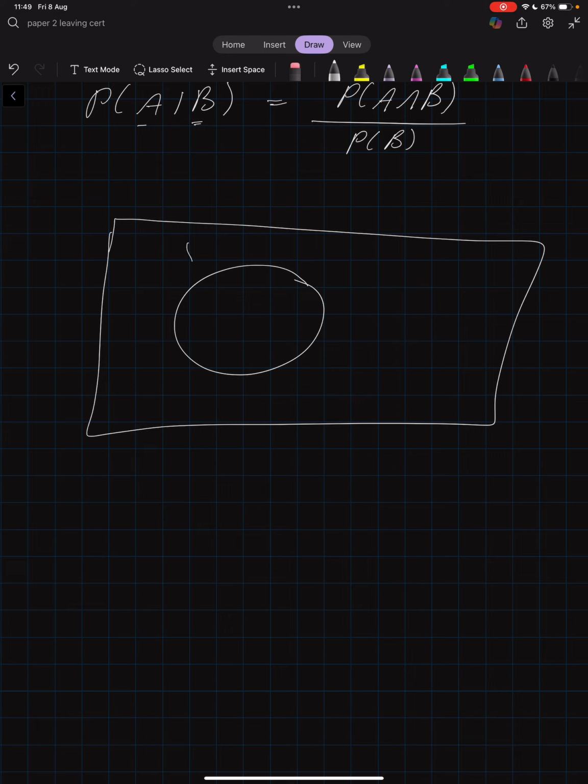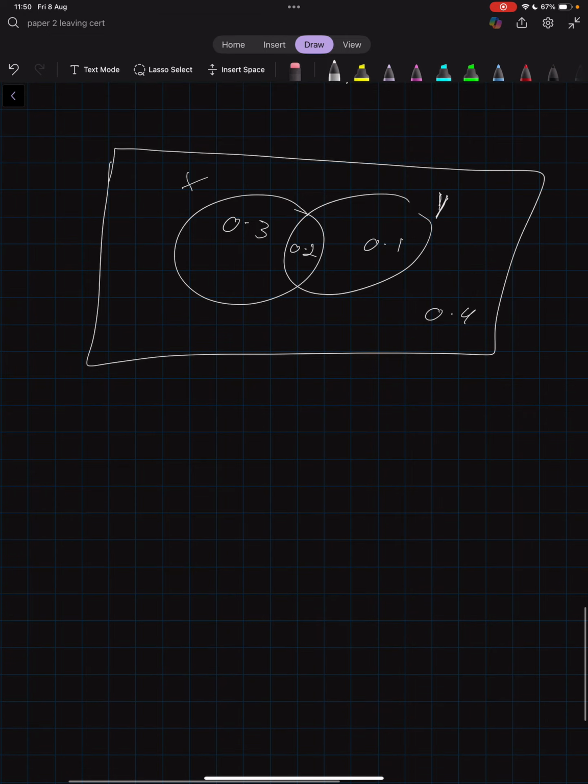We have X, which is 0.3, 0.2, and Y, 0.1. Sorry, the 0.4 goes out here. This should be a 1. And that's a Y. Okay? So now it says, what's the probability of X given Y? So Y happens. What's the probability that X also happens?